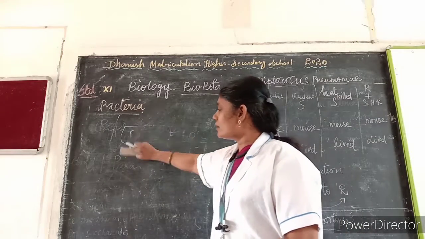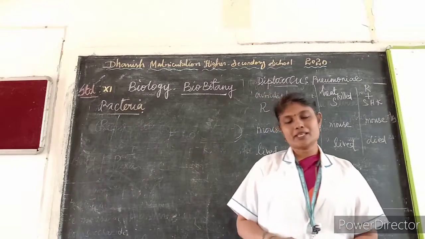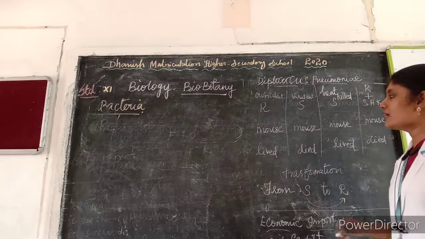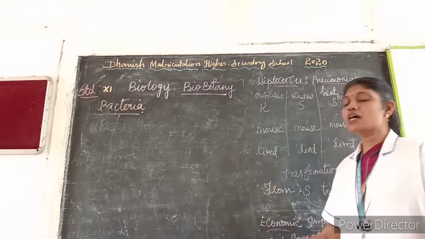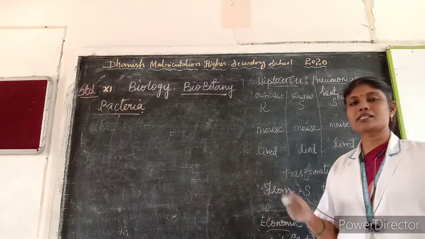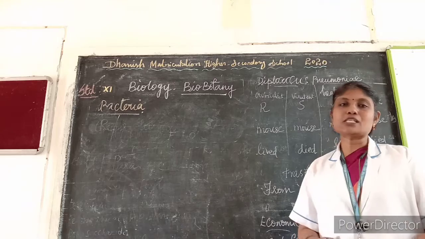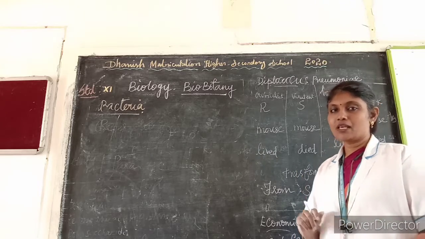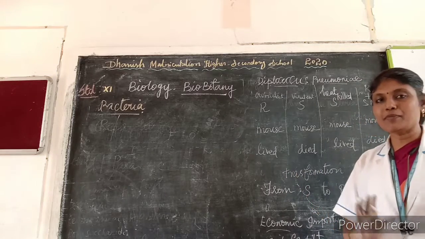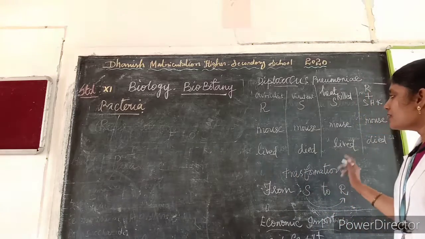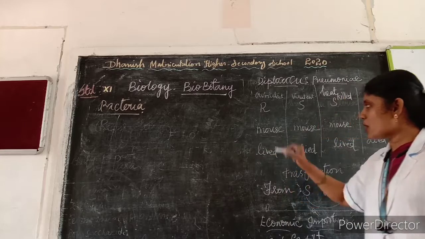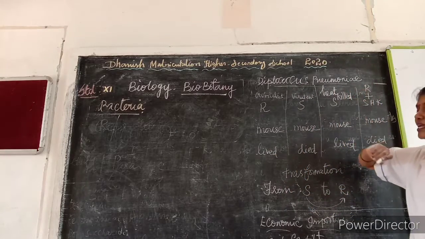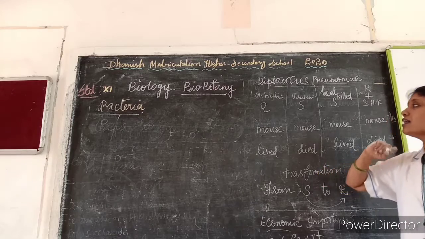The next method, do you remember what the method is? Yes, correct. Transformation. Transformation is a method in bacteria that was proved by the scientist Griffith, and it is explained by the Griffith experiment using a mouse. So we will learn about the Griffith experiment in detail. The materials used are the mouse and Diplococcus pneumoniae, a bacteria.